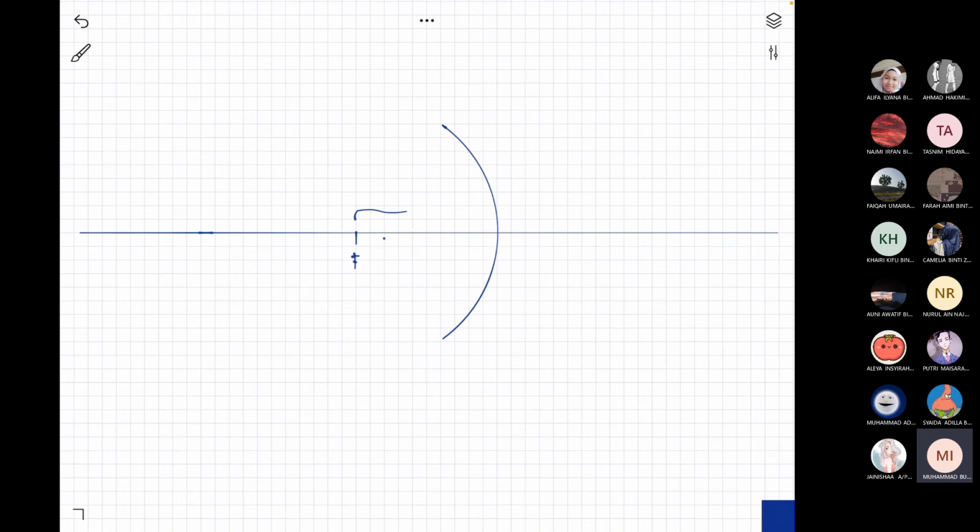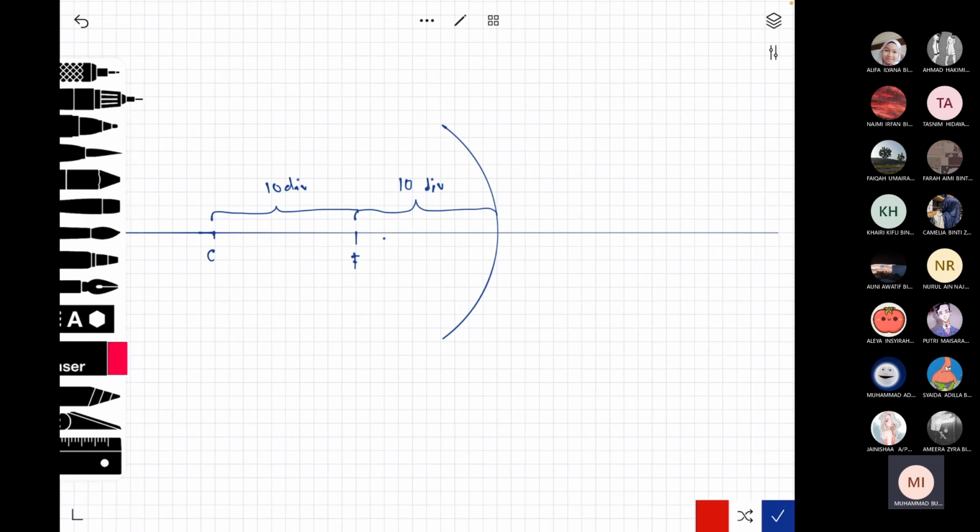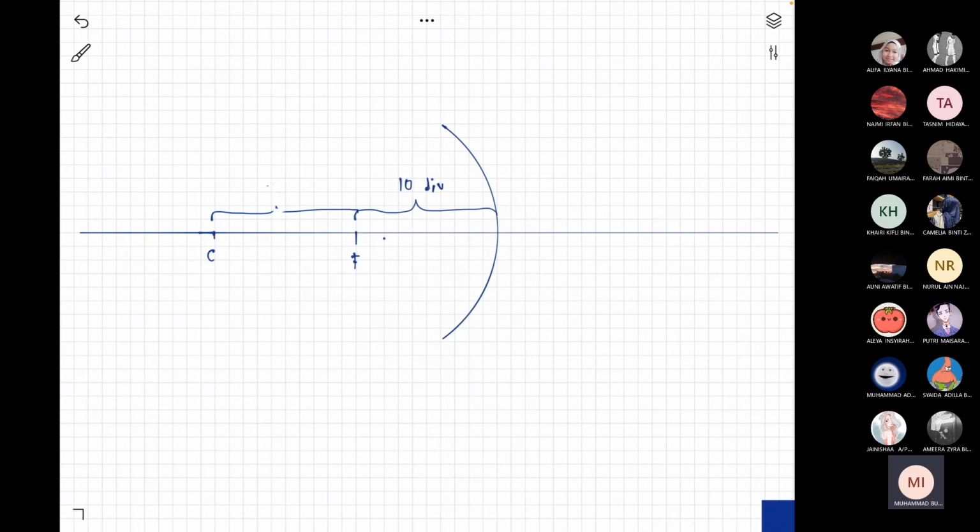Let me show you. We have 10 divisions here. And the next 10 divisions is the distance between F and center of curvature. 1, 2, 3, 4, 5, 6, 7, 8, 9, 10. Here's C. So we should have 10 divisions over here. Understand? Any questions so far? And then I'm going to erase the 10 divisions. This is a temporary drawing. You don't need to draw this. This is only for information.